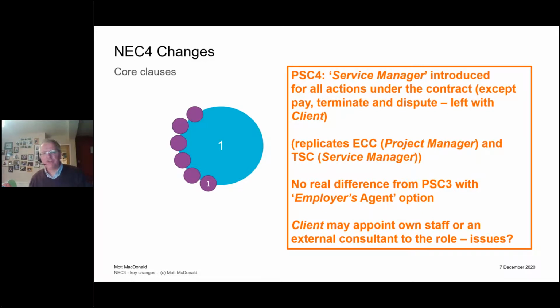Having said that, if you do appoint an external consultant, because of what I'm going to tell you about soon in this presentation, when it comes to cost and open book issues, there might be potential confidentiality issues if you've got, for example, Arups acting as a service manager for a contract with AECOM. Talk about that a bit later.